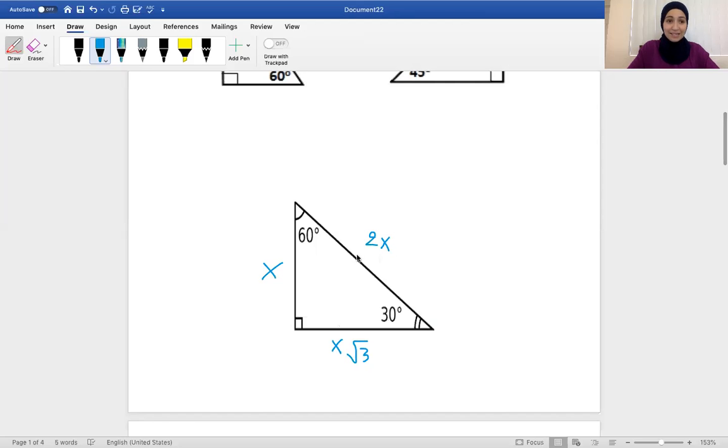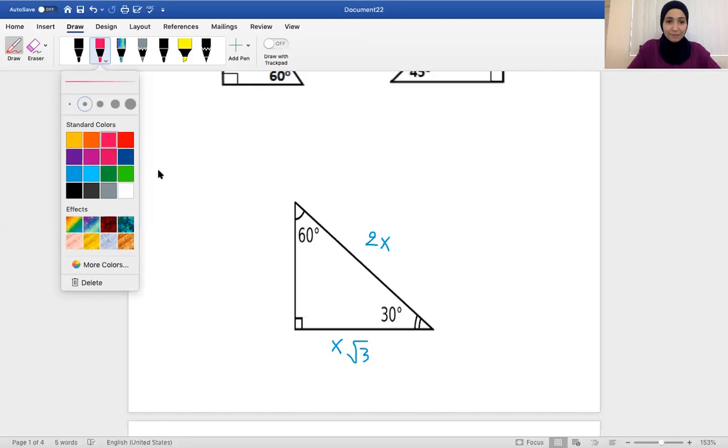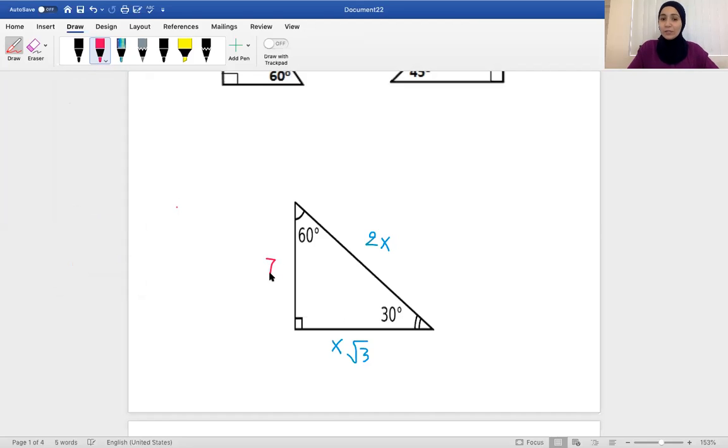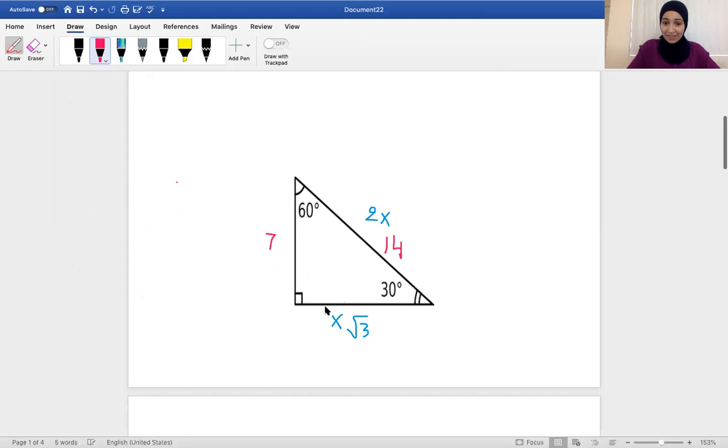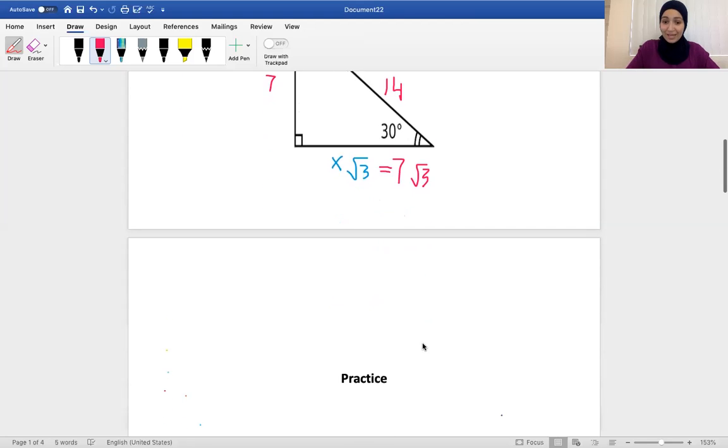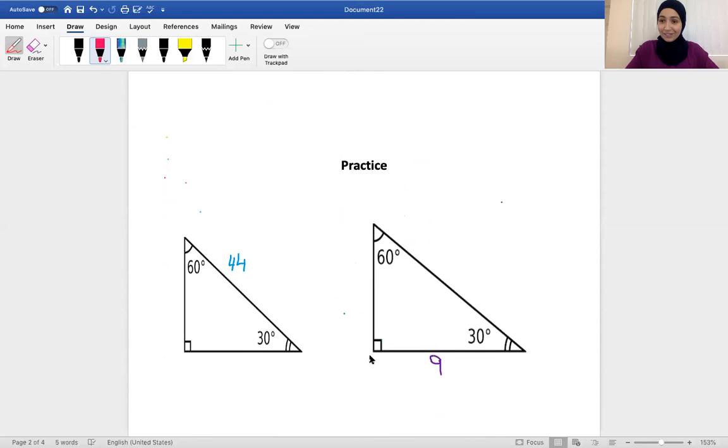Okay, let's see how this would work. For instance, let's say we have this side equal to 7. Please just pay attention to the focused angle we're talking about. So this is our shortest leg. This is 7. What should our hypotenuse be in this case? Are we good with 7 multiplied by 2, which is 14? And this leg, since our x is 7, would be 7 radical 3. Are we good? Please pause the video and try to do this by yourself. Then we will come back together to share our answers.